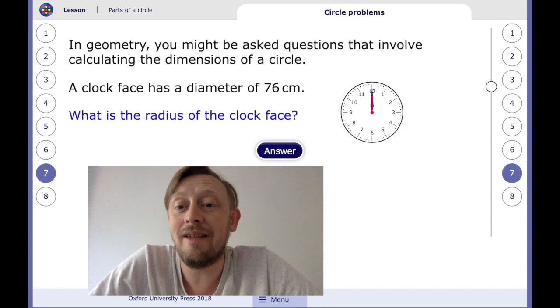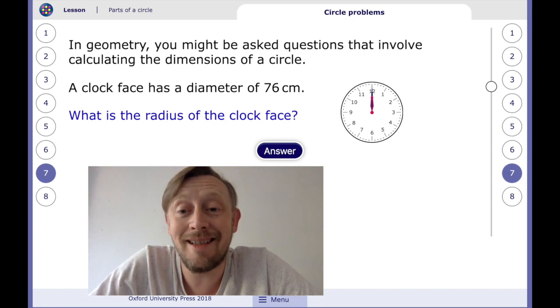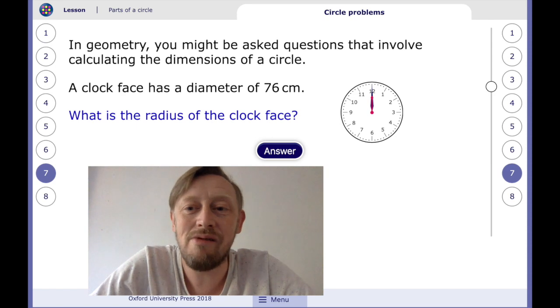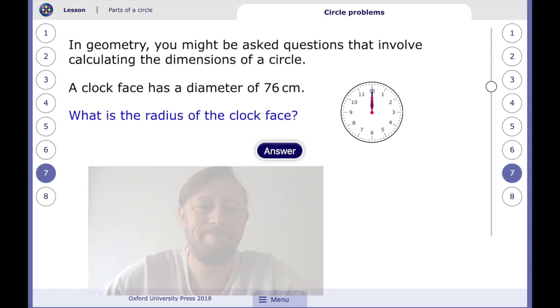So if we look at this question here, it says a clock face has a diameter of 76 centimetres. It wants to know the radius. So this is the opposite of what we were talking about. Remember, a radius is going to be half of the diameter if the diameter is twice the radius. So what is half of 76?